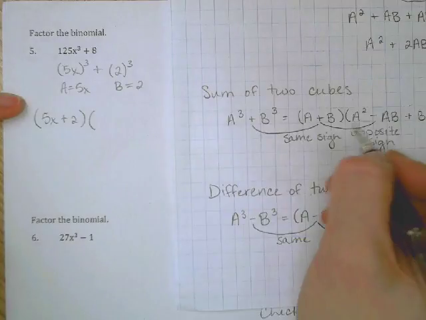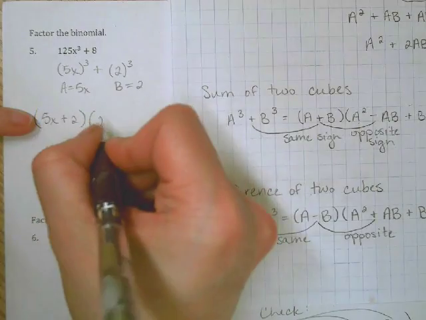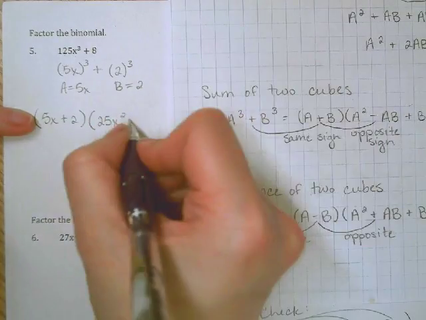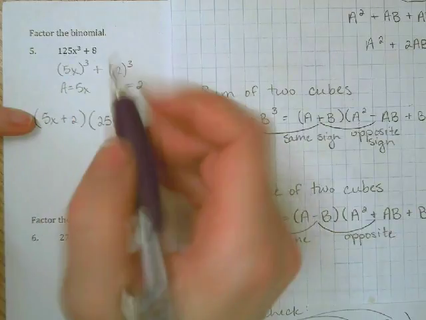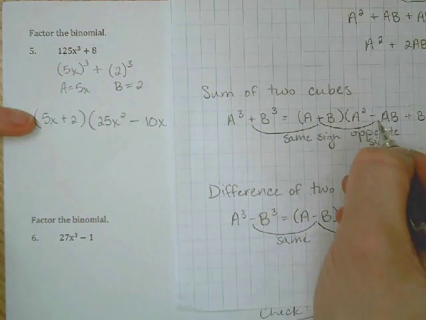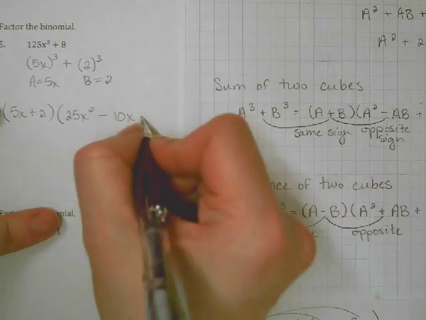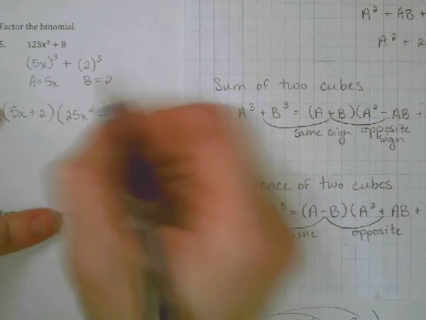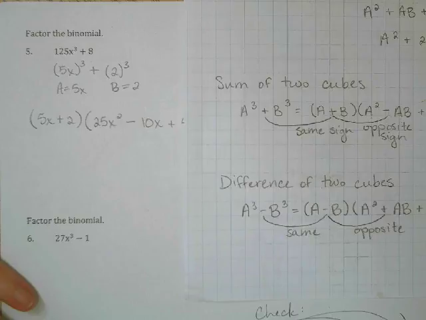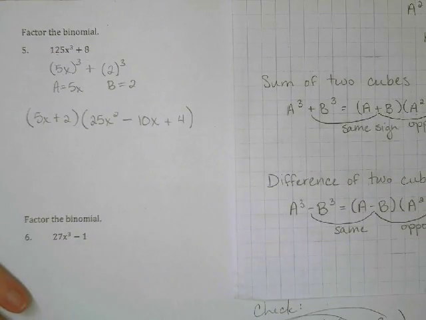times, remember, it's got to be in parentheses, 25x squared minus 5x times 2, so 10x. And we're just going with the sign that is here. So that's what you got to watch out for. And then plus b squared, which is 4. Now, that's my factored form of that one when it's a cube. That one's pretty tricky, so you want to be careful with that.